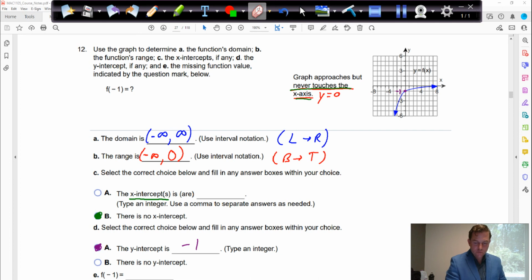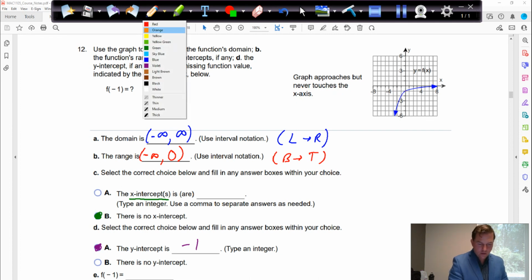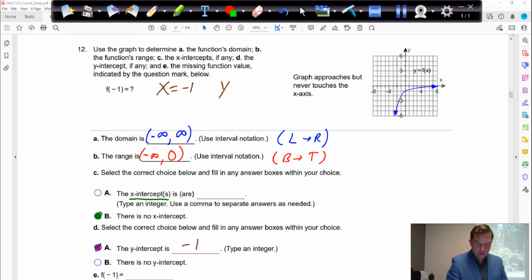And the last one says, when x is minus 1, what is y? So we go to x of minus 1, which is right here. We go down to the graph, we go back to the y-axis, and we record the y value, which is negative 2. So minus 2 will be the last answer there. And that should cover section 2.1.